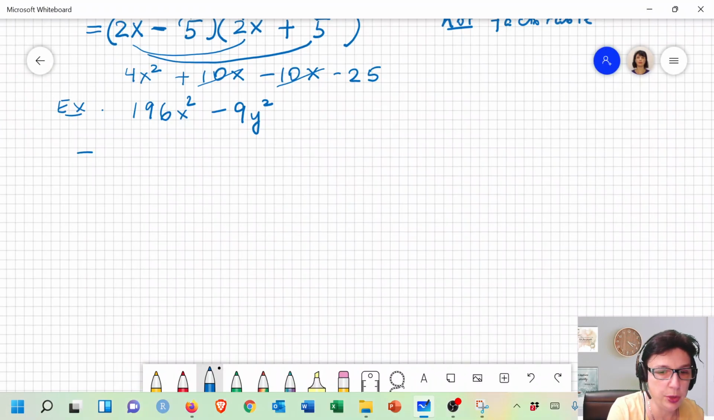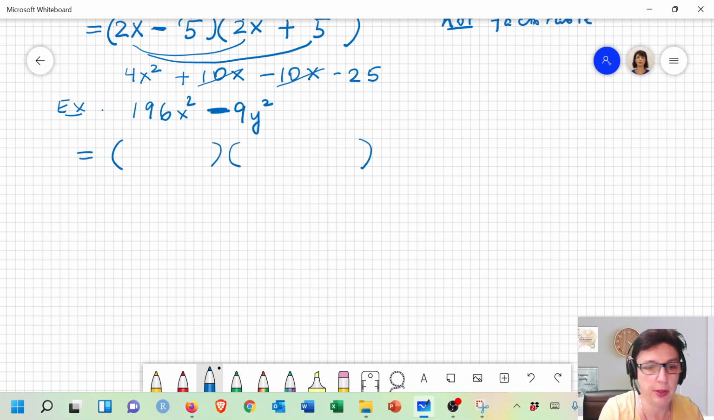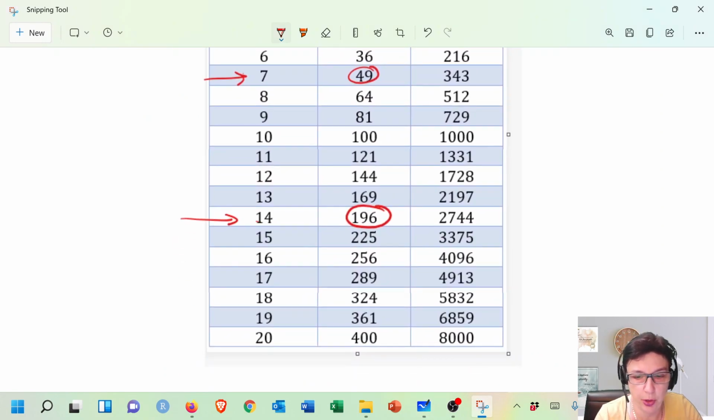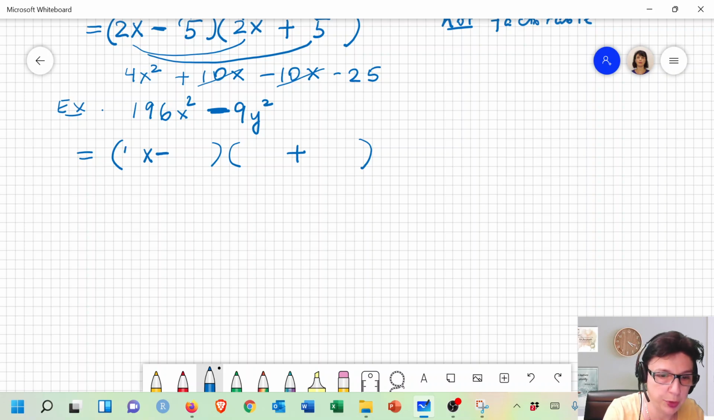How do we do that? Well, because it's a difference of squares, it's a minus, we're going to prepare ourselves here. So this will be a minus, this will be a plus. I just have to figure out what to put. First, x squared is the square of what? Well, that would be x. 196 is the square of what? Well, from our magic table, 196 is the square of 14. So that 14 will be right here, and the same thing, 14x over here.